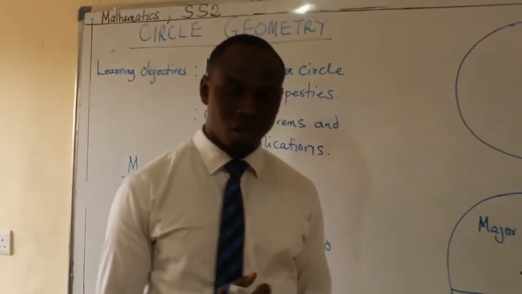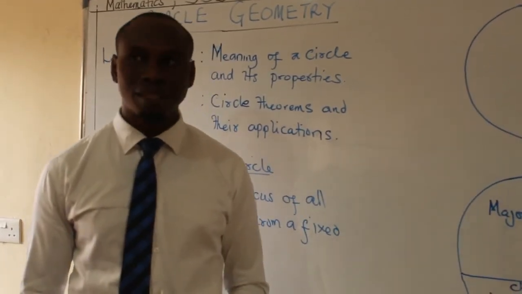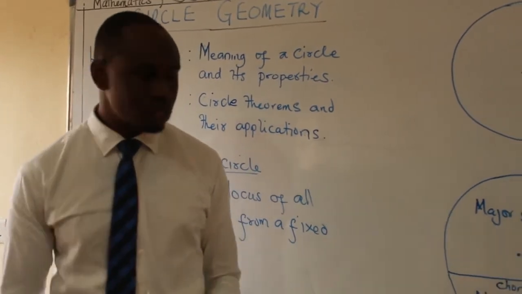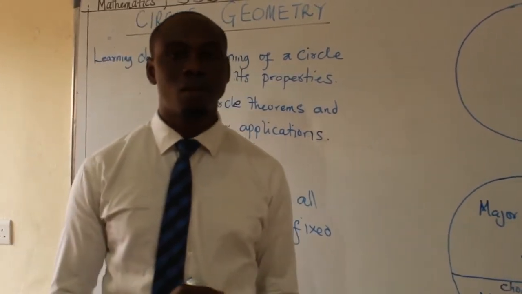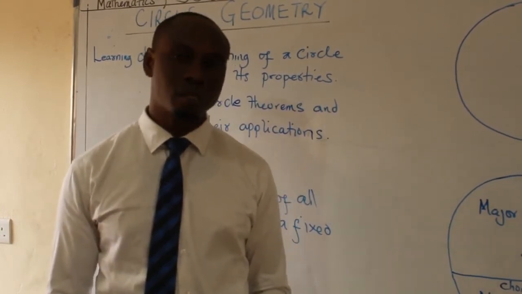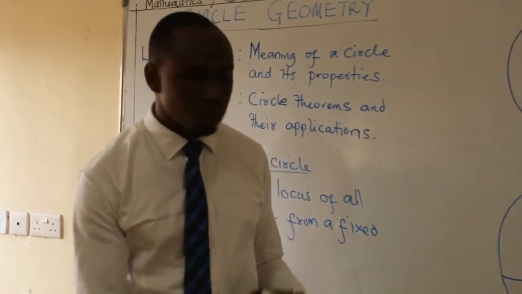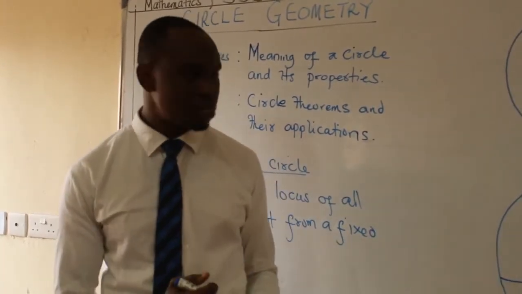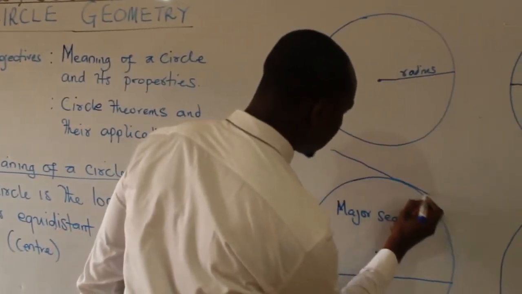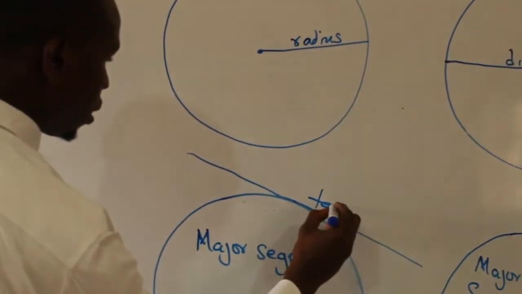Another property of a circle is the tangent. The tangent is a line which is drawn to touch only one point in the circumference of the circle. So the tangent can be drawn in any of these circles. The tangent can be drawn past this, and the line is called a tangent.